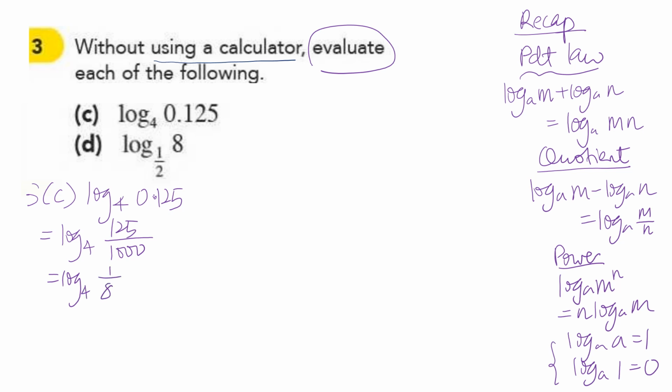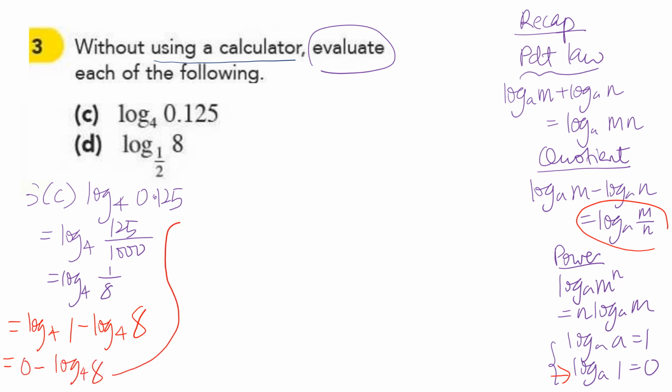Okay, so we have a single log of 1 over 8, so we can apply our quotient law here. That will give us log base 4 of 1 minus log base 4 of 8. Log base 4 of 1 is a special case, which gives me 0. So 0 minus log base 4 of 8 will just be minus log base 4 of 8.